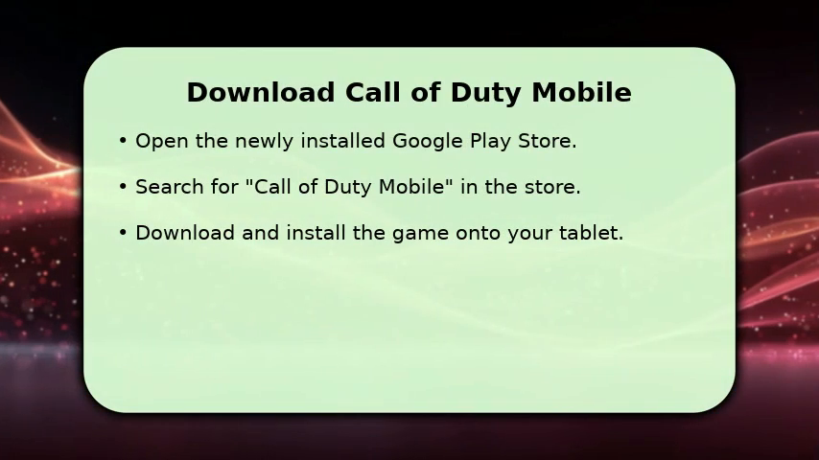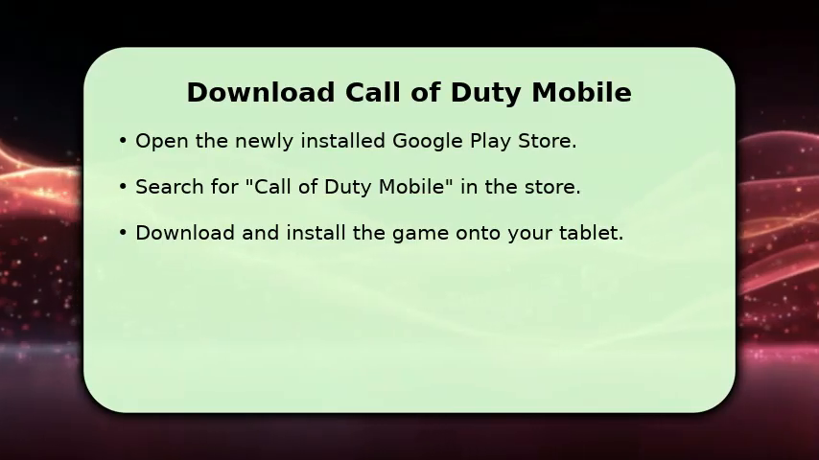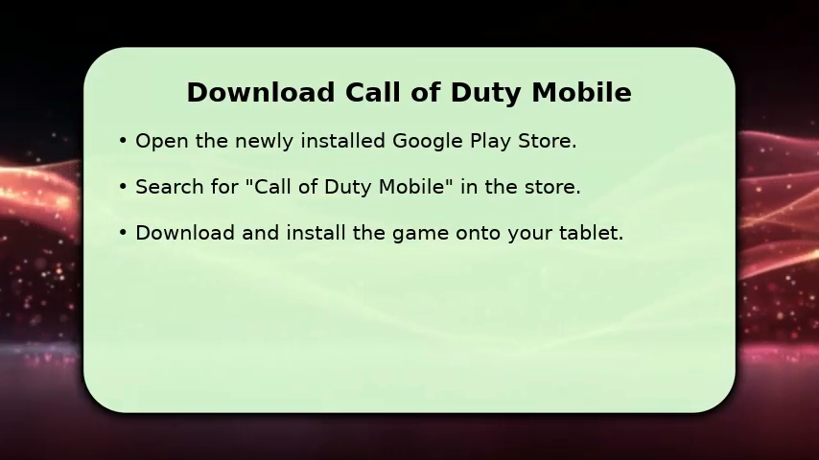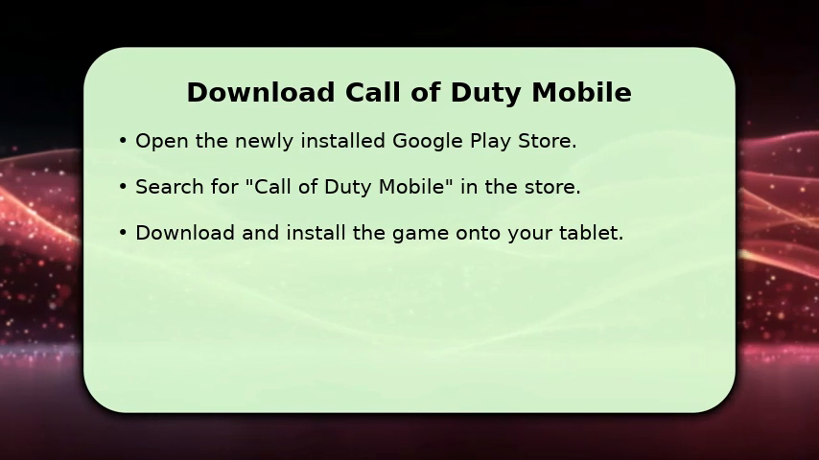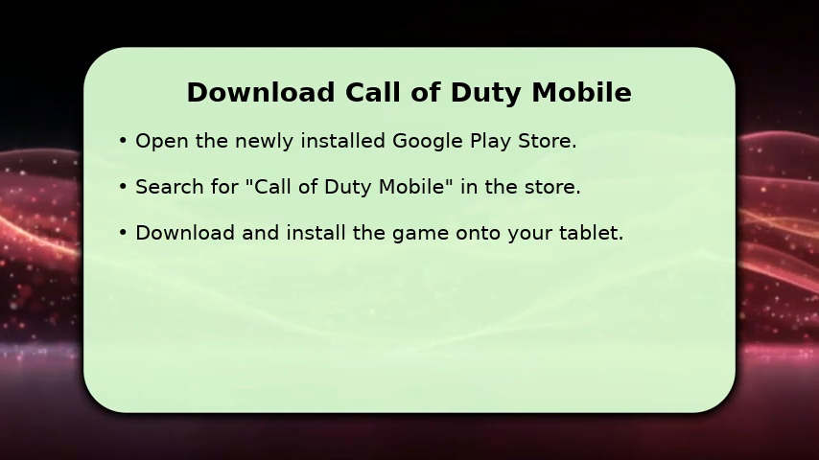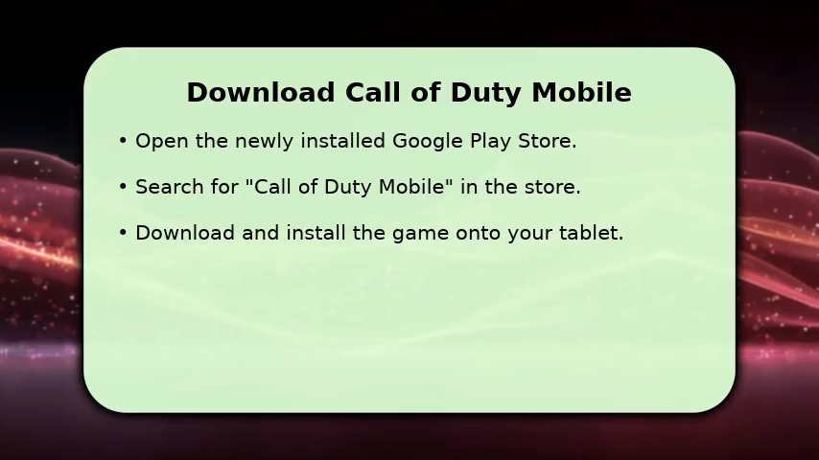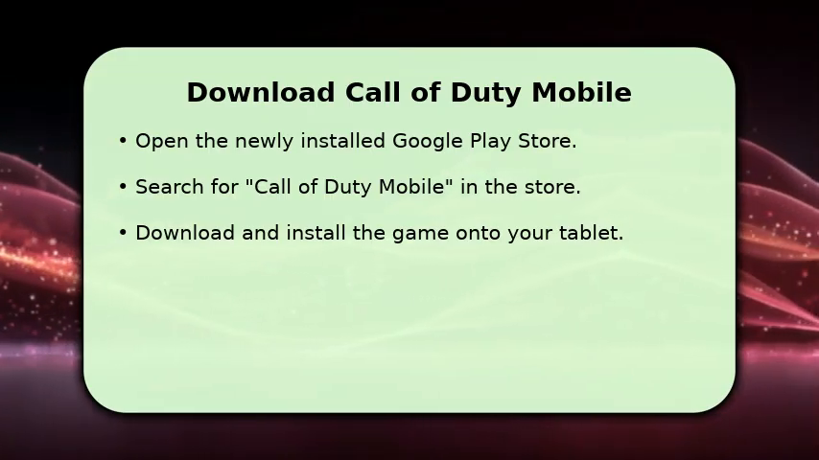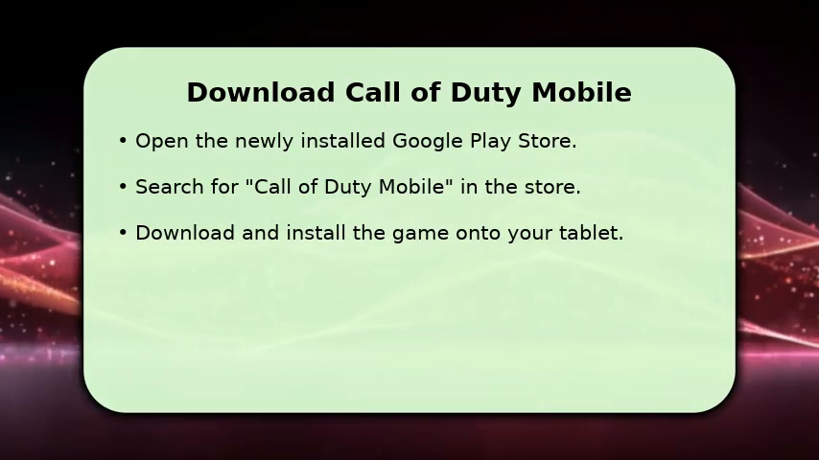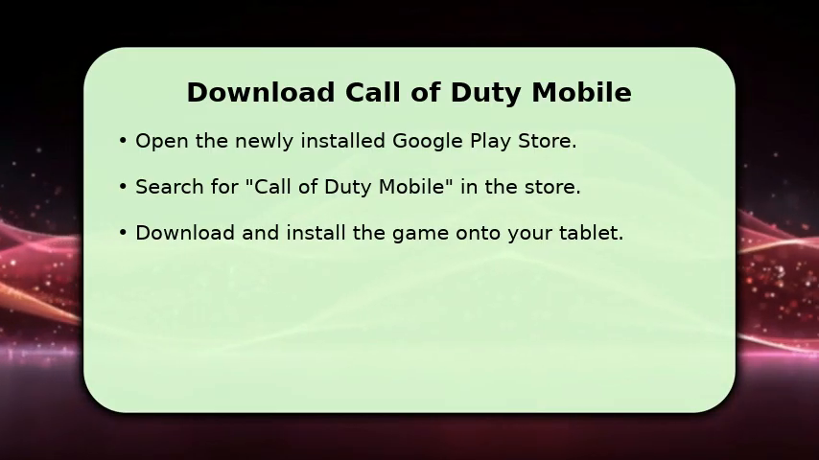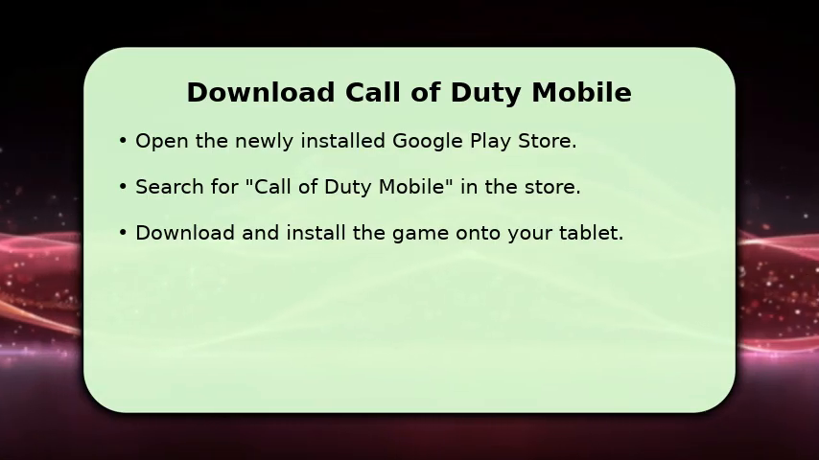With the Google Play Store now operational, open it up and sign in with your Google account. Once logged in, use the search bar to find Call of Duty Mobile. You'll see the official game listing. Simply tap to download and install it onto your Fire tablet. The download size is typically around 2.5 gigabytes, so ensure you have sufficient storage and a stable internet connection for a smooth process.